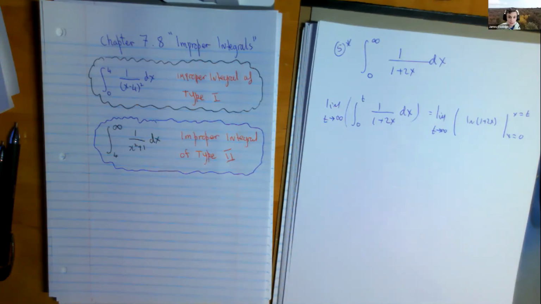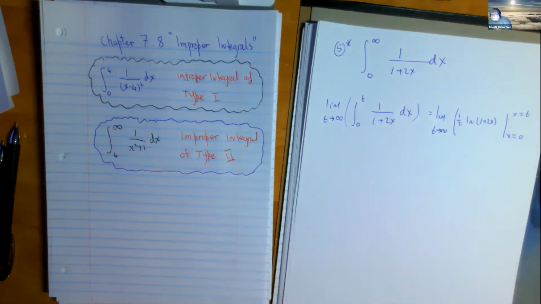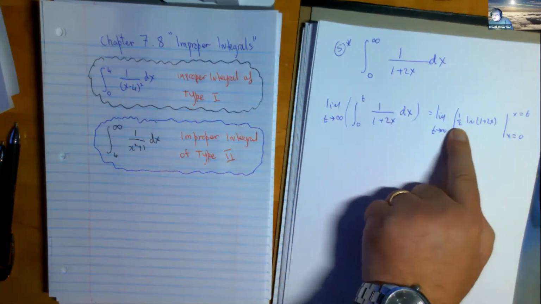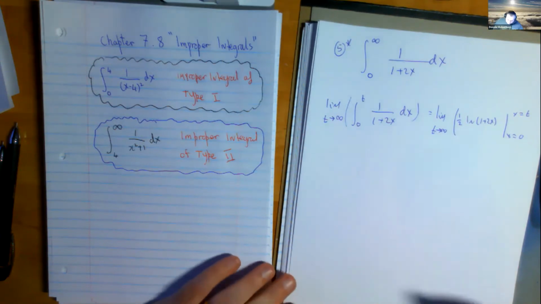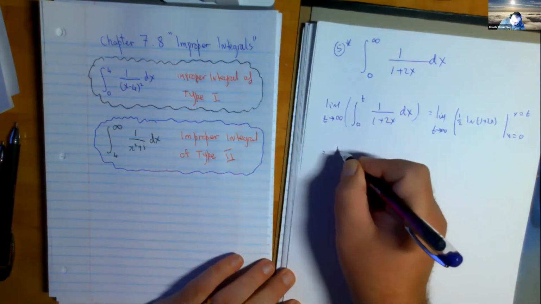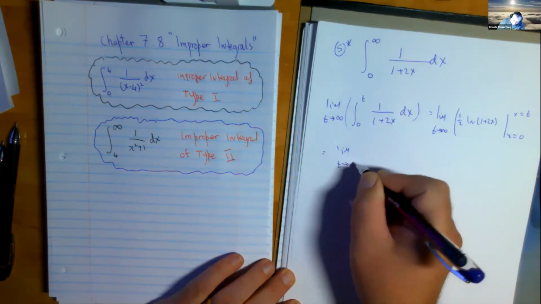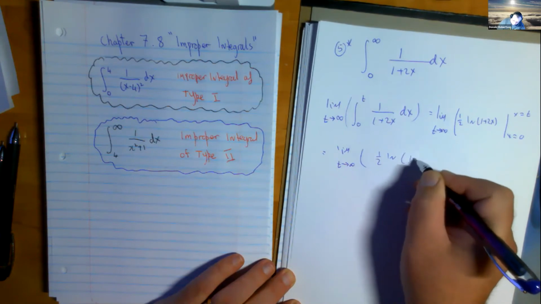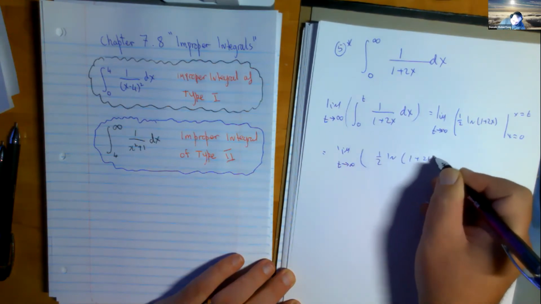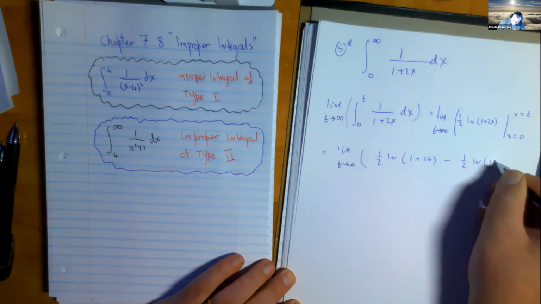You need a half. And don't you need a half because of the 1 plus 2x, in particular the 2x? If that was 7x, wouldn't you need a 7th? If that was 20x, you'd need a 20th. Okay, we're ready to plug in some numbers. It's going to be the limit as t tends to infinity of 1/2 the natural log of 1 plus 2t, take away 1/2 the natural log of 1.